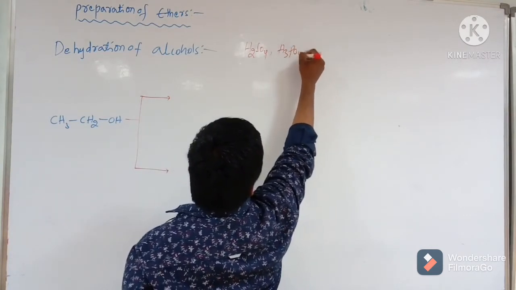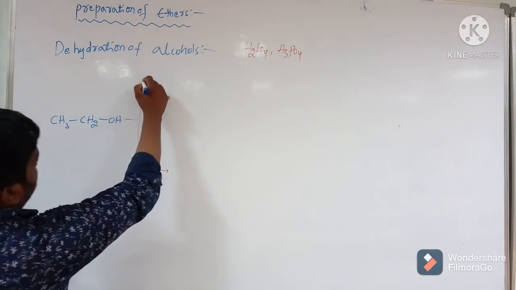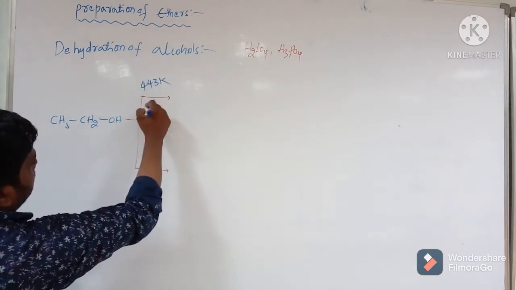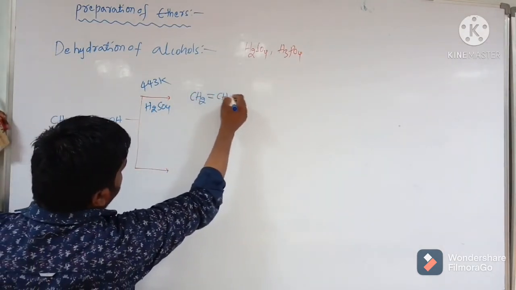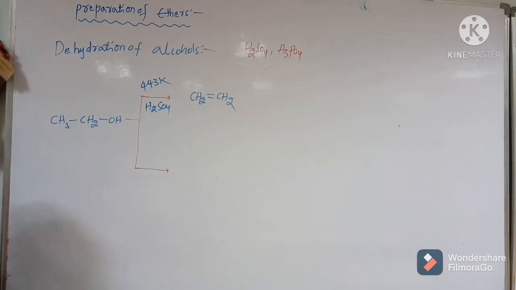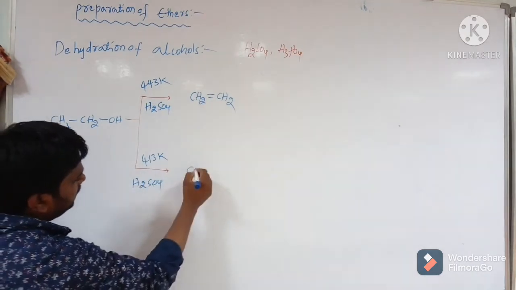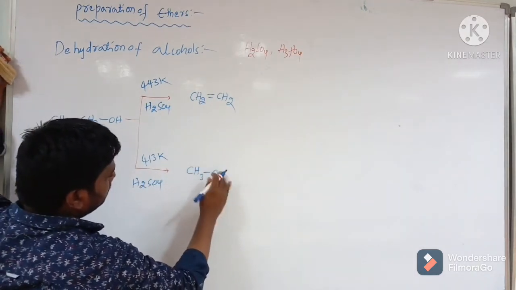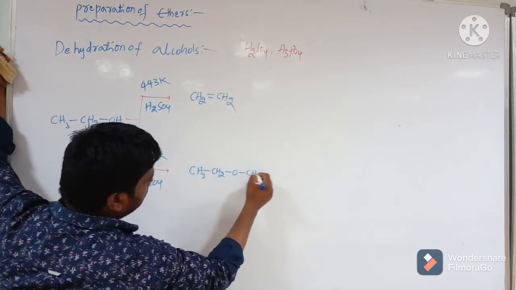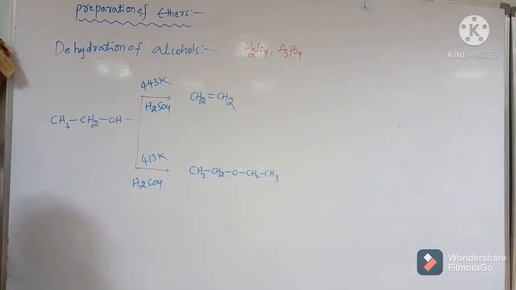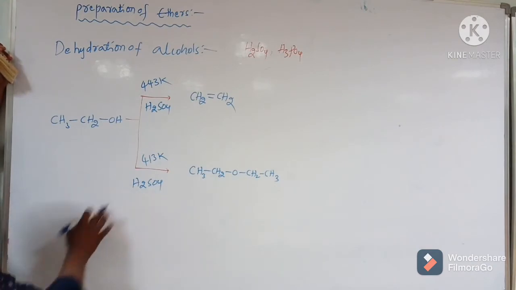The reaction takes place at 443 Kelvin temperature. Using H2SO4, we get alkenes as the product. The same reaction at 413 Kelvin temperature in the presence of H2SO4 gives ethers as the product. So at low temperature, using protic acids, ethers are the product, and at high temperature alkenes are the product. This is for primary alcohols.